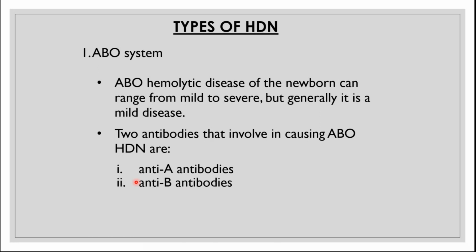Okay, first the type of HDN is the ABO system. ABO hemolytic disease of the newborn can range from mild to severe, but generally it is a mild disease. Two antibodies involved in causing ABO HDN are anti-A antibodies and anti-B antibodies. Maksudnya antibody towards A dengan towards B.